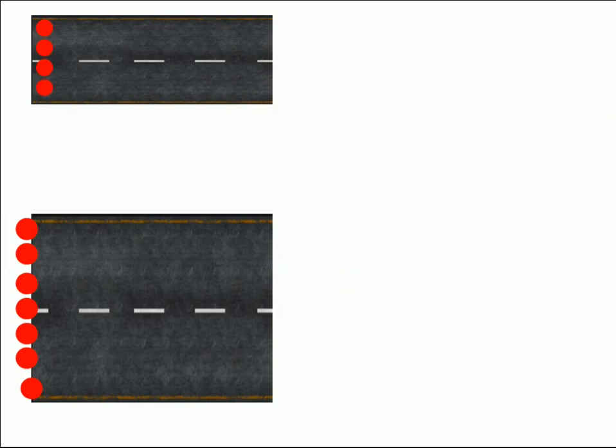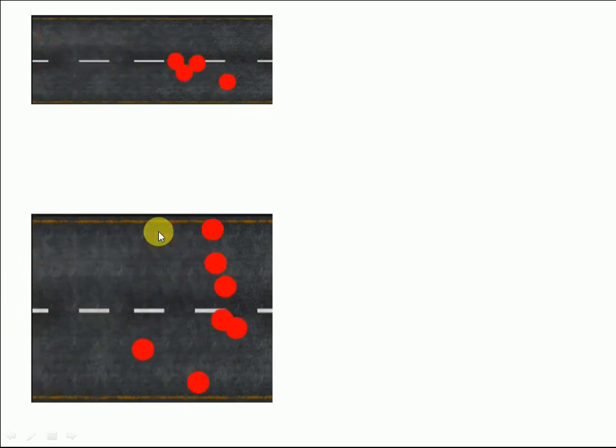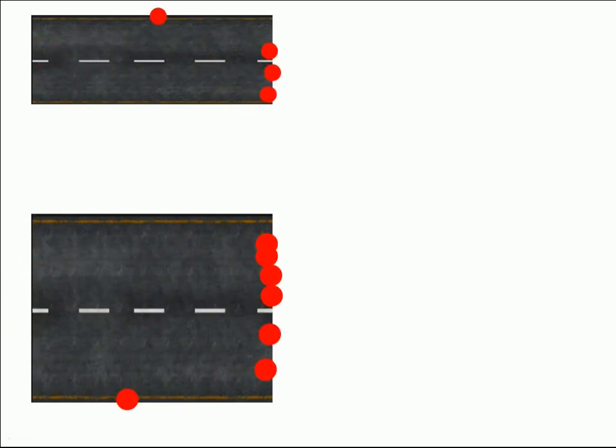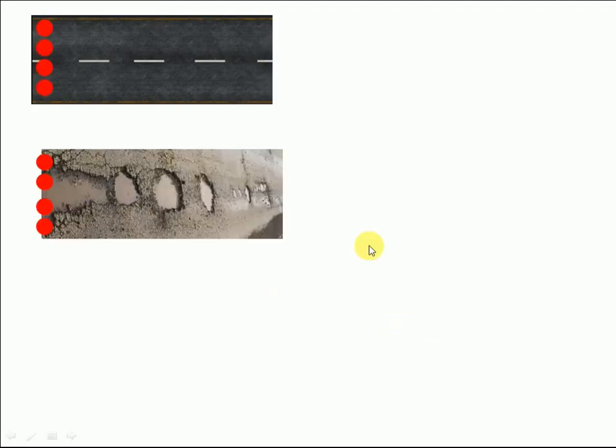In the second case, if you compare the same road with a broader road, you can see more cars can cross this road at the same time. So if you increase the area, the resistance will become less. Here the resistance is less, so I can say resistance is inversely proportional to the area.